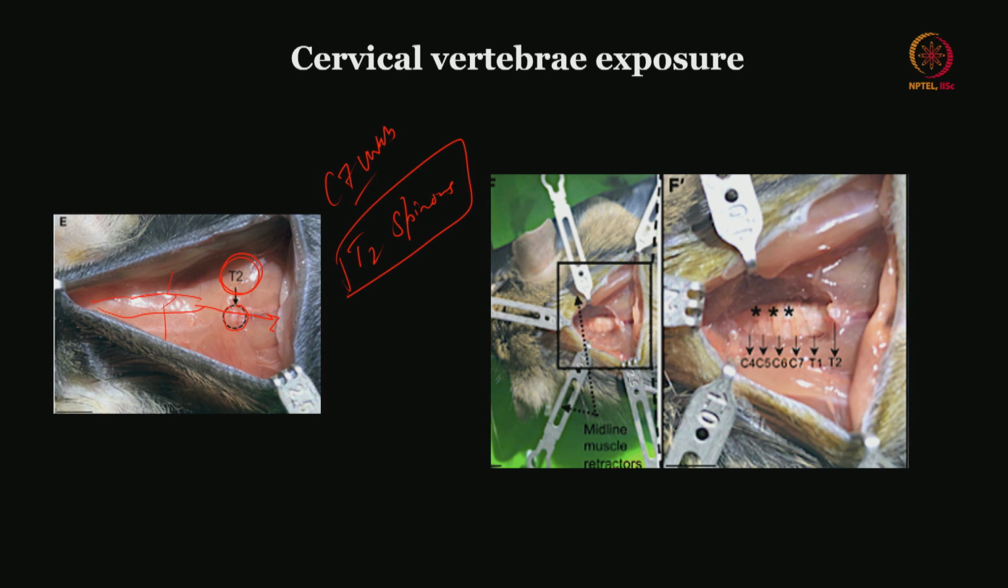Once the T2 is seen, we can proceed and make an incision or split the muscle. If you go in the midline, you will get a beautiful avascular plane. Avascular refers to absence of major blood supply, wherein you have only loose areolar tissue.